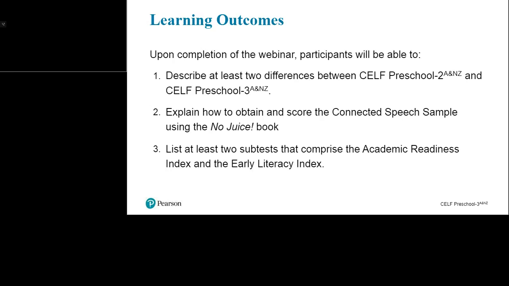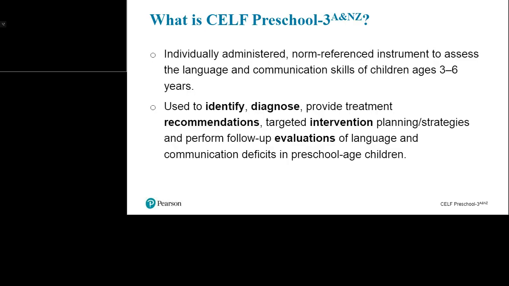So what I hope we'll achieve by the end of today's session is that we'll all be able to describe at least two differences between the P2 and the P3. We will be able to explain how to obtain and score the connected speech sample using the Record Booklet. And hopefully we can list at least two subtests that comprise the Academic Readiness Index and the Early Literacy Index scores.